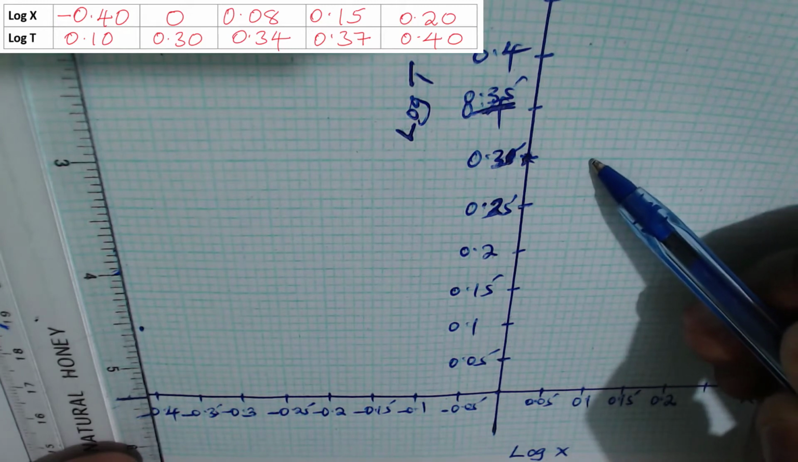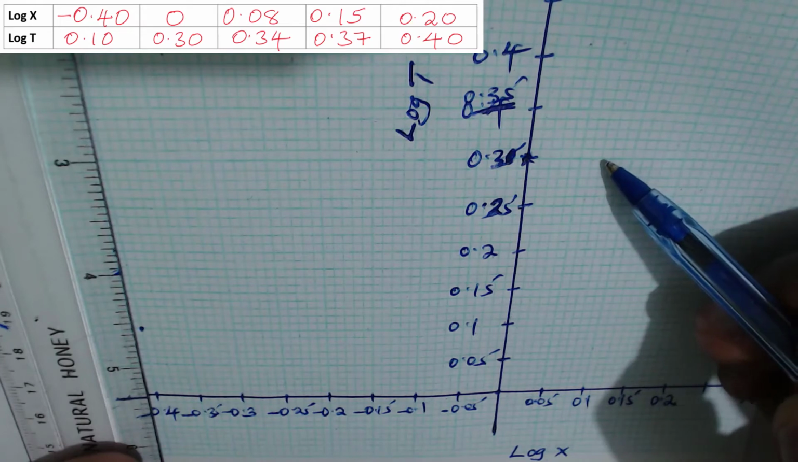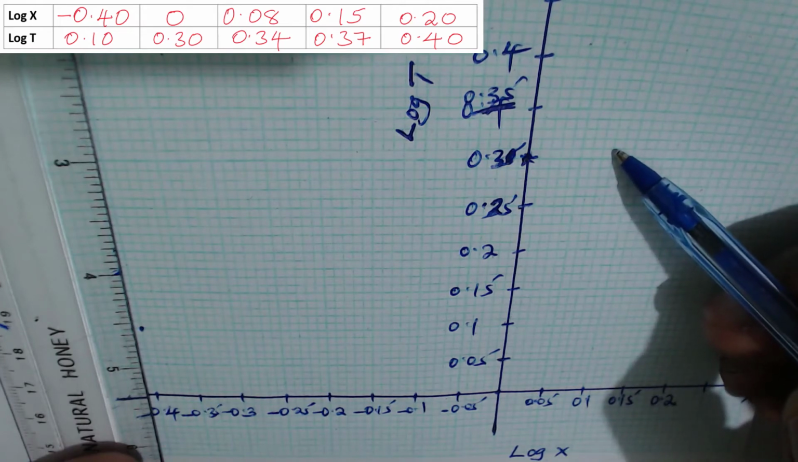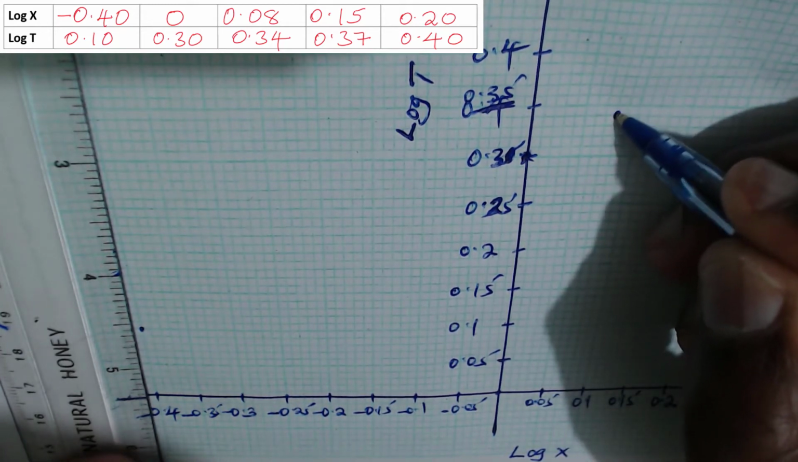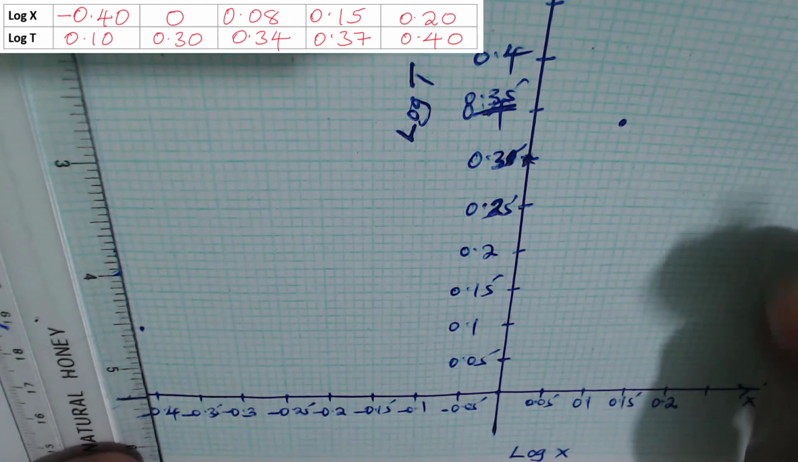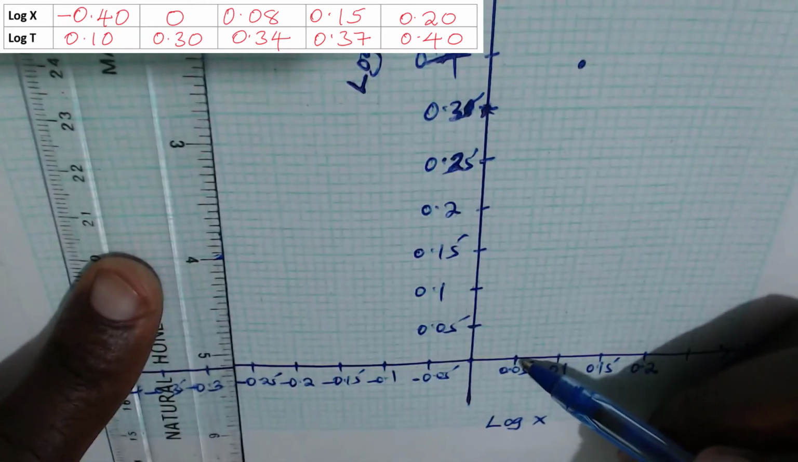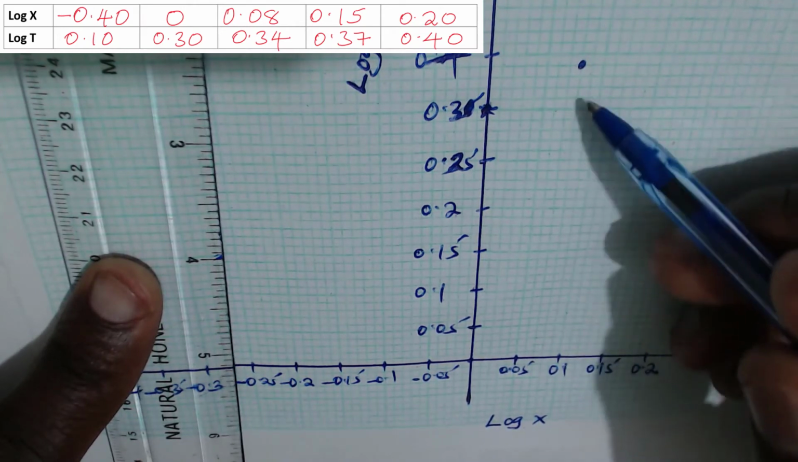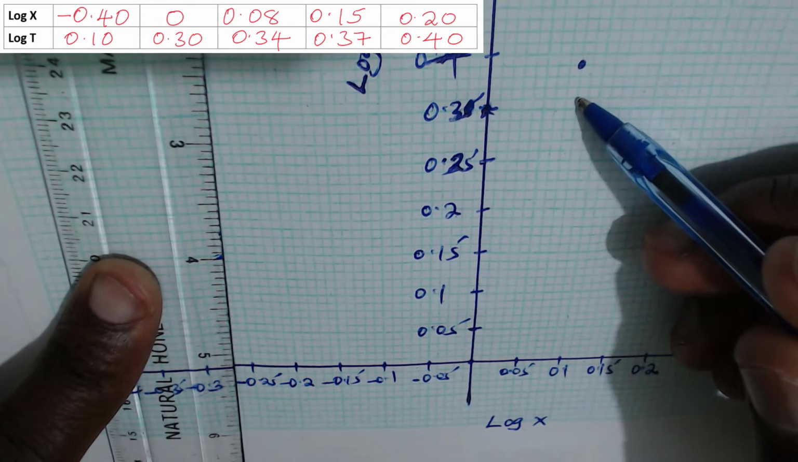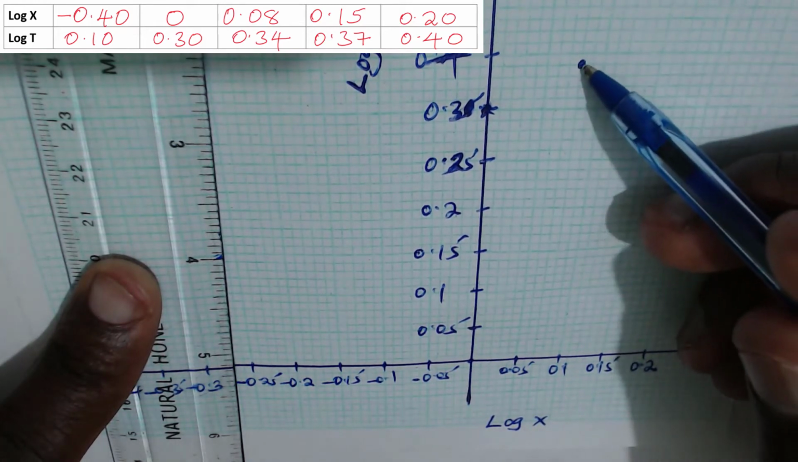0.6, 0.8. Then 0.3, 1, 2, 3, and 4. It should be here. So that point now represents 0.08, then 0.31, 0.32, 4, and 5. 4 will be there.